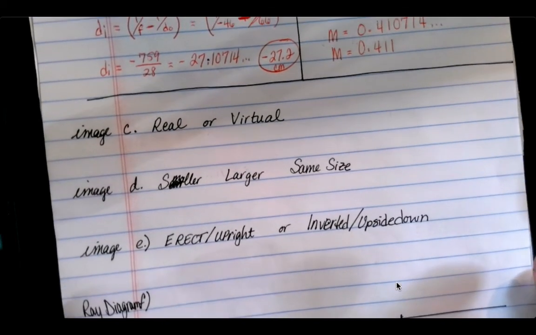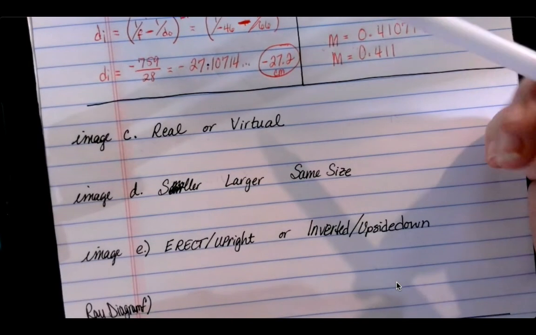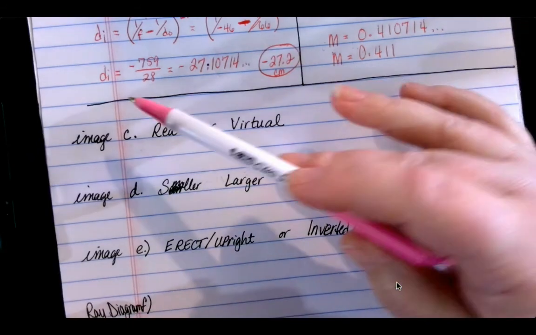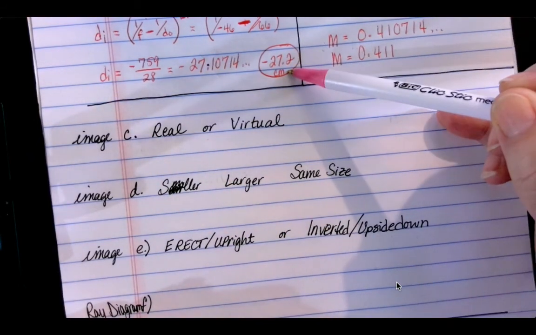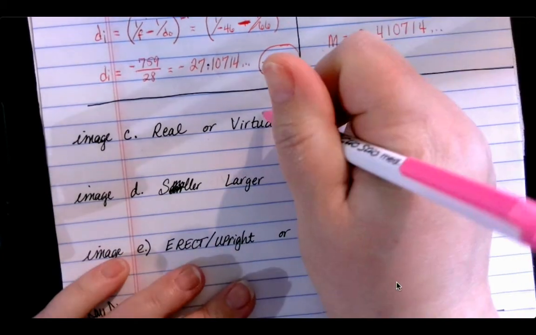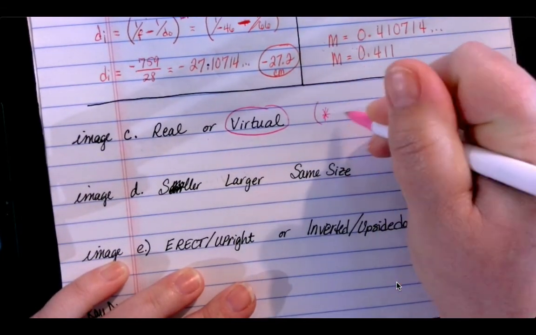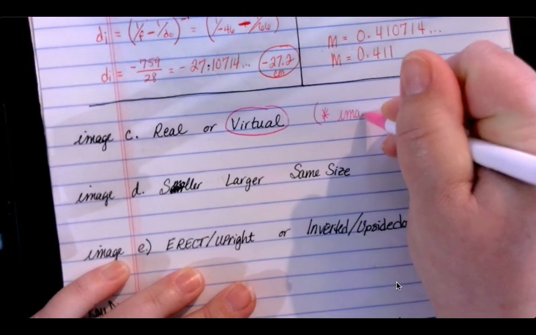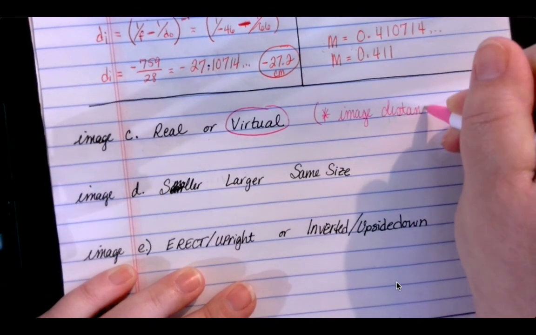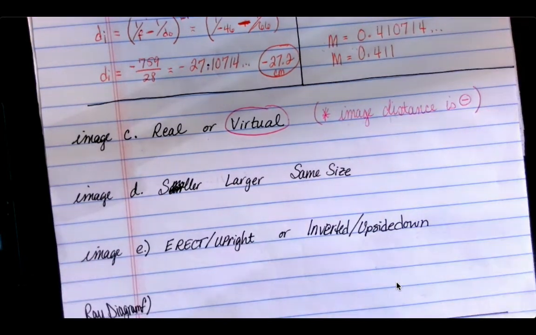Okay. So when I'm doing this, I can say that from the fact that di is a negative number, a negative di tells us that the image is virtual. Since my image distance is negative, that tells me it's virtual.